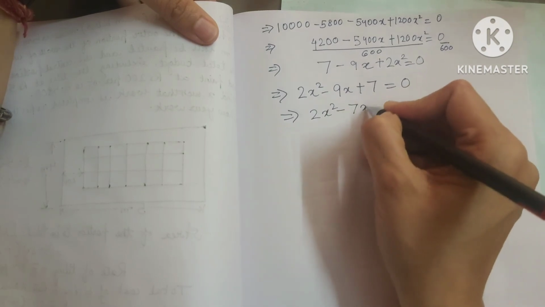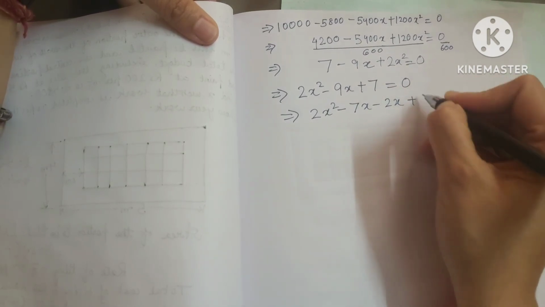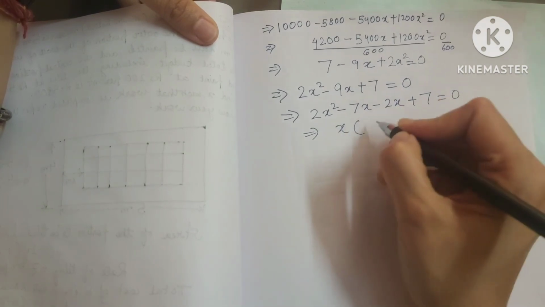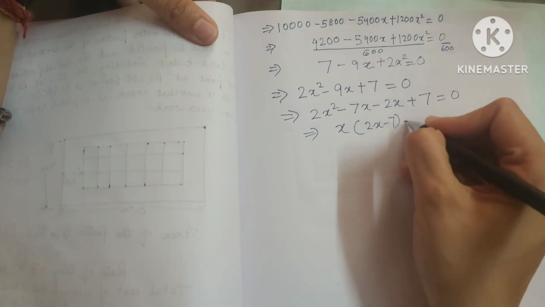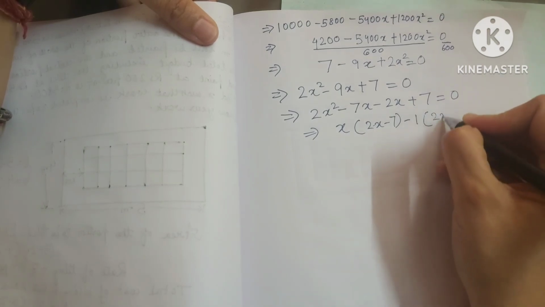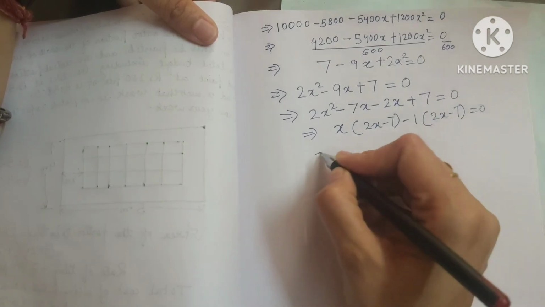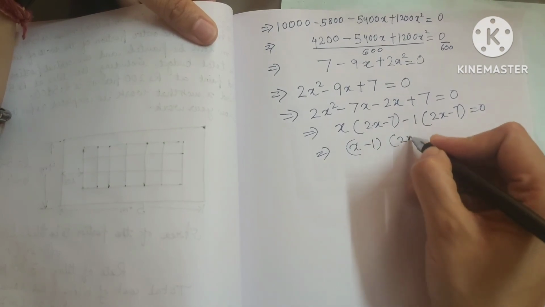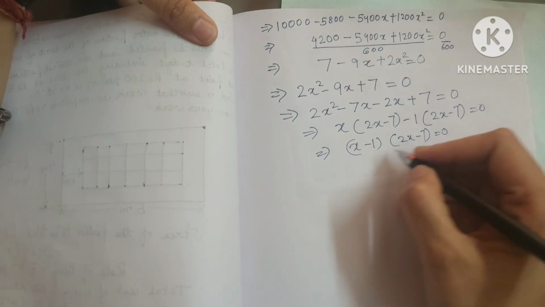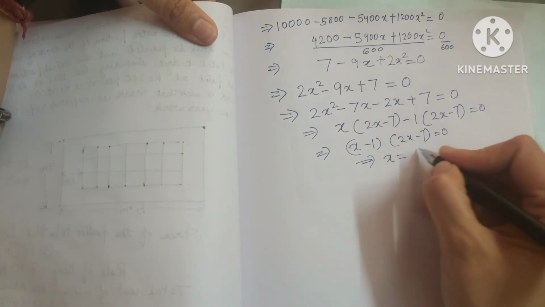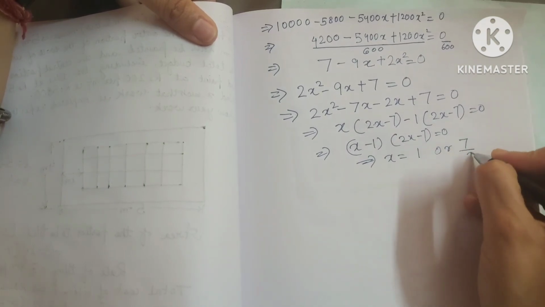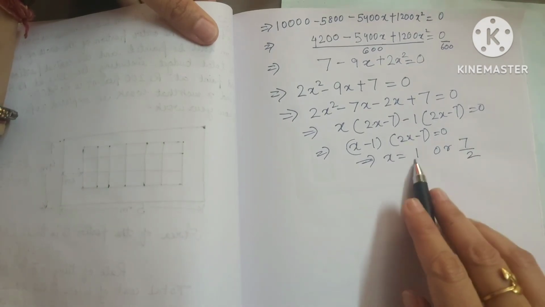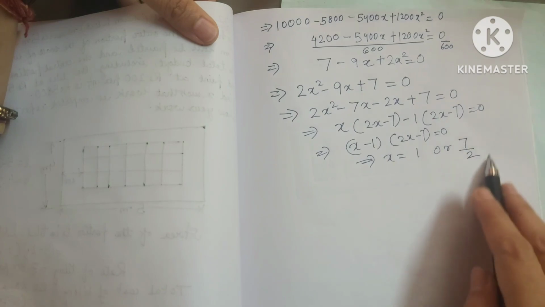Here it is minus 7x minus 2x plus 7 equal to 0. Now x(2x minus 7) minus 1(2x minus 7) equal to 0. So (x minus 1)(2x minus 7) is equal to 0. So x could be either equal to 1 or 7 by 2. Now we need to check, x will have only one value for this question. We need to check if 1 satisfies this or 7 by 2 satisfies.